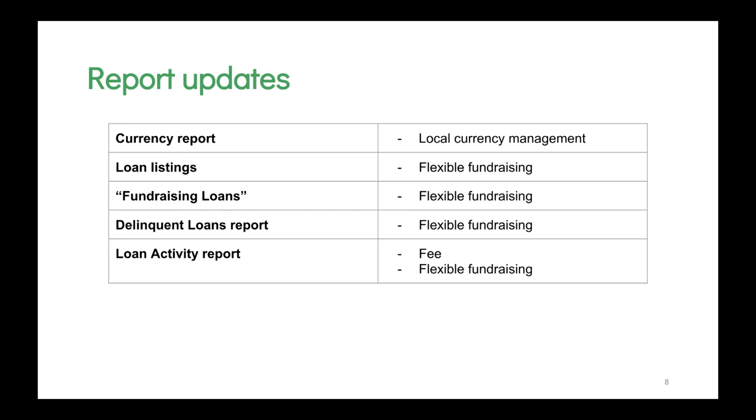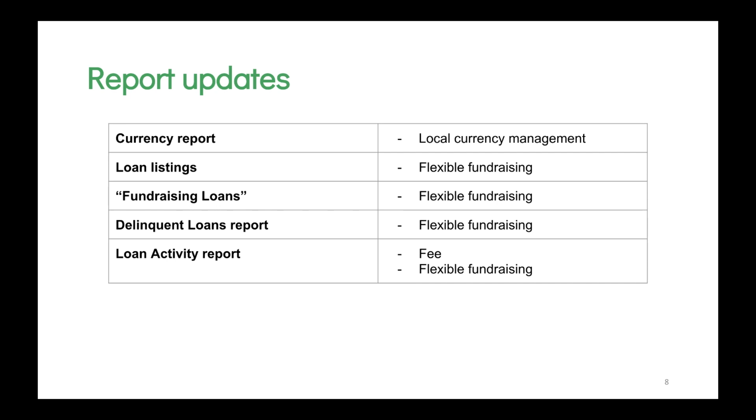When you click to see fundraising loans, you will be able to see which loans are currently fundraising, how much has been raised, and if flexible fundraising is enabled for each loan. The Delinquent Loans Report and Loan Theme Report will be updated to account for flexible fundraising. The Loan Activity Report will be updated to include fee and flexible fundraising information.